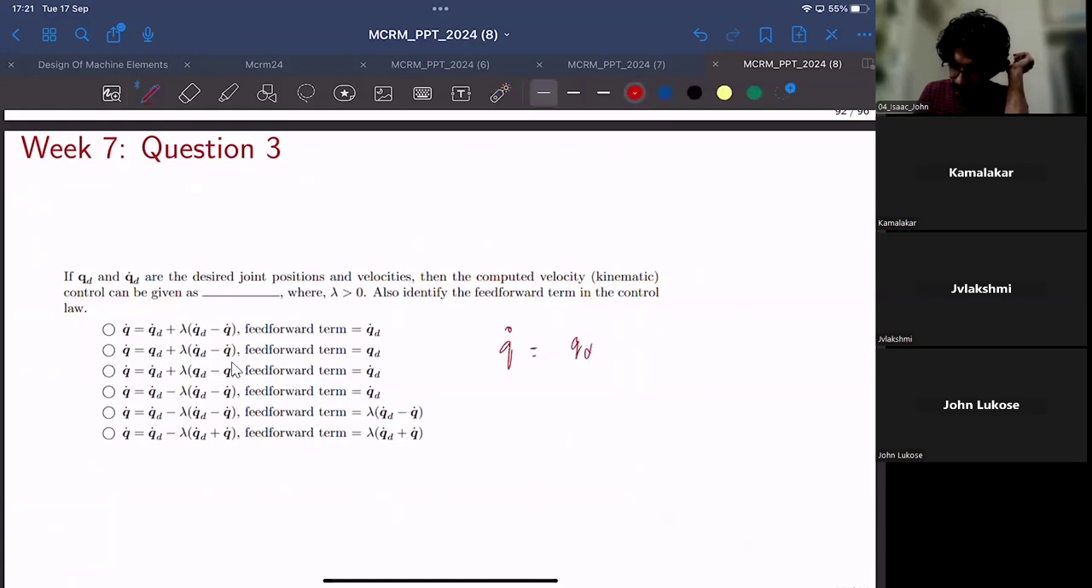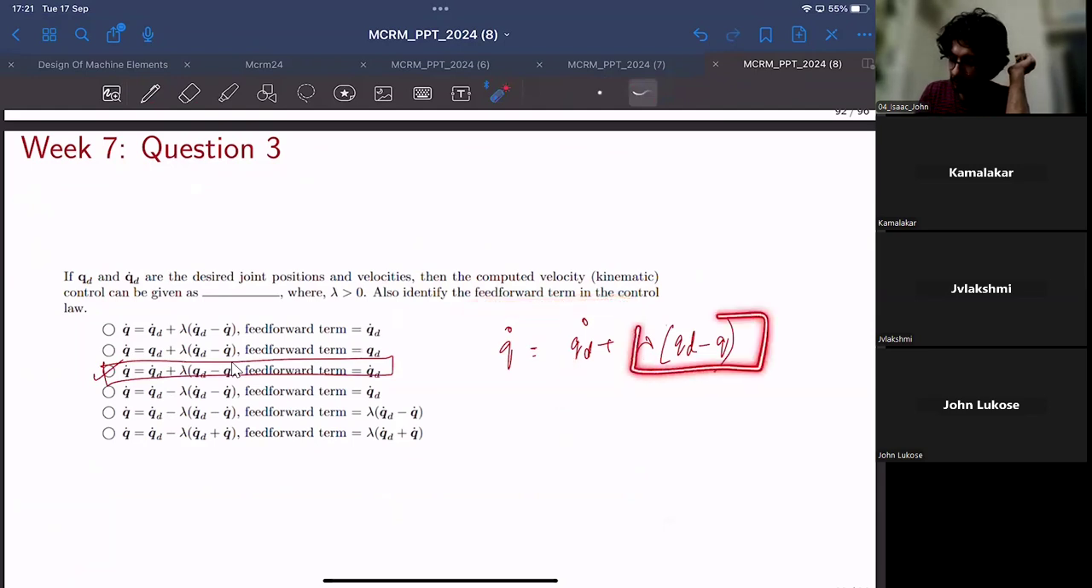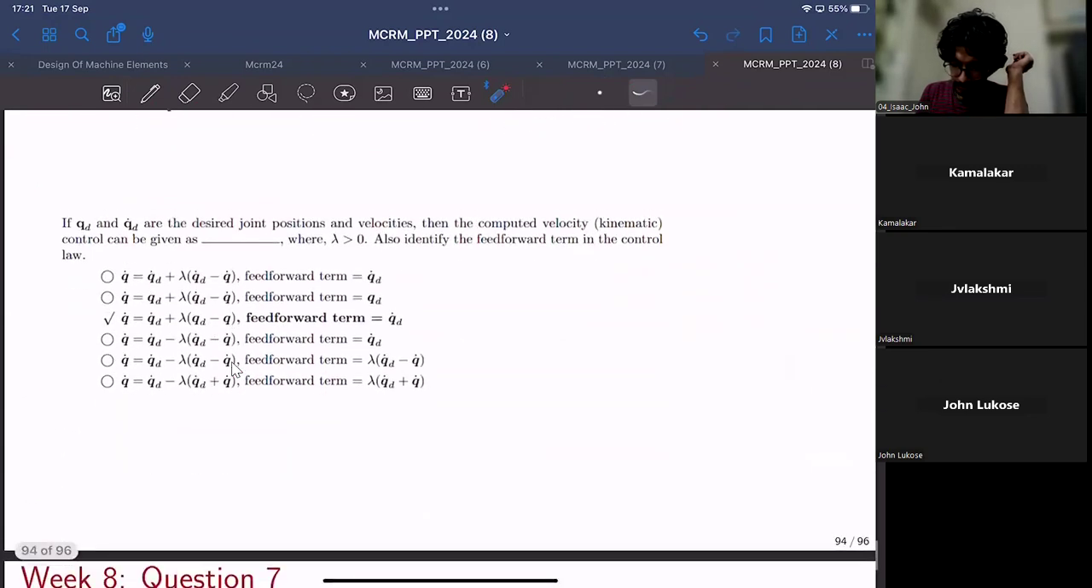q̇ is q̇_d plus lambda multiplied by q tilde, right? q tilde is nothing but q_d minus q, the difference between the actual and the desired positions. So with that, I think the correct answer would be this. And the question also asks you to identify the feedforward term. In this case, this is the feedforward term, and this would be the feedback term. Yes, that is indeed the correct answer.